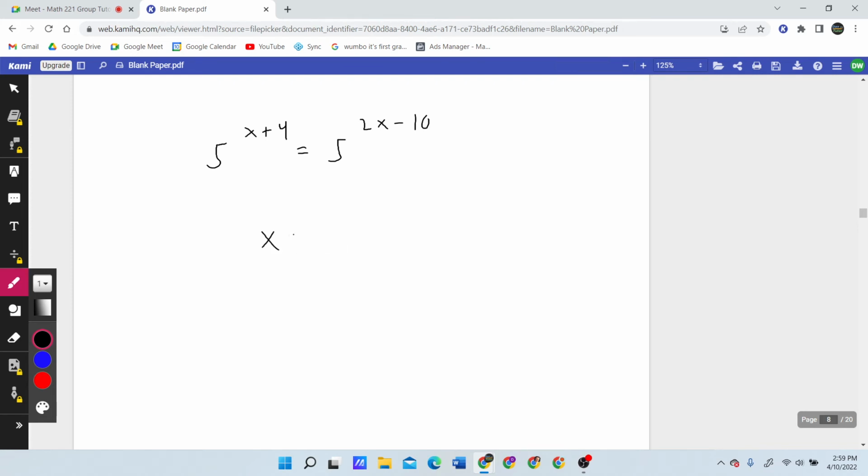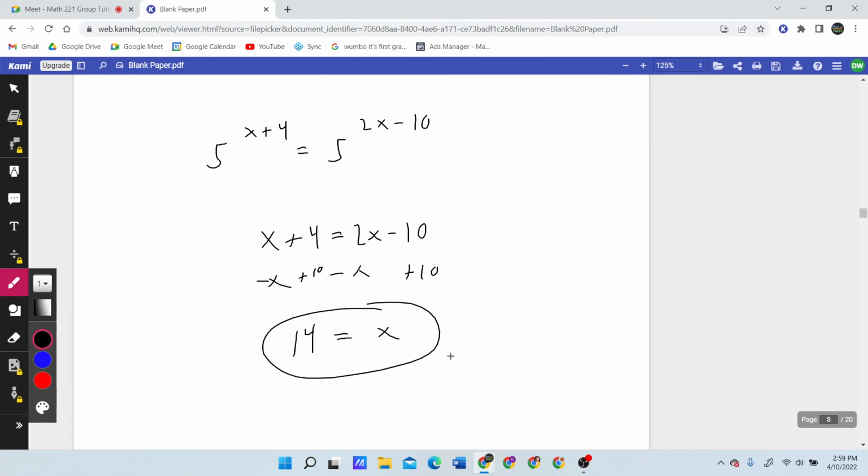In other words, I get x plus 4 is equal to 2x minus 10, and now I want to solve for x. So I'll subtract x from both sides, add 10 to both sides. We end up getting on the left 14, on the right just x. X equals 14 is my final answer.